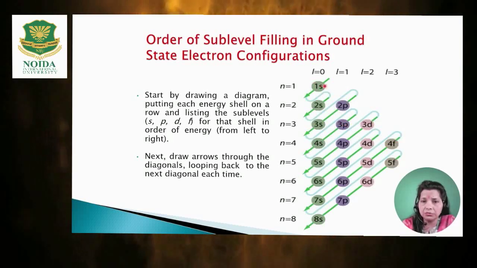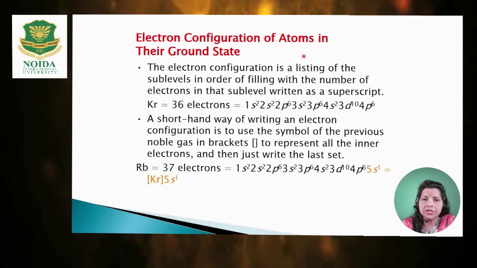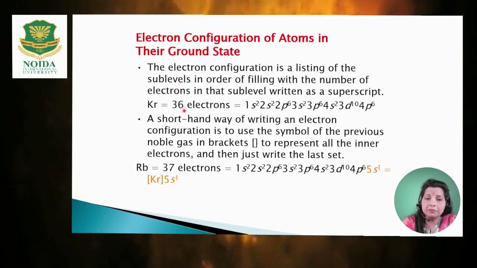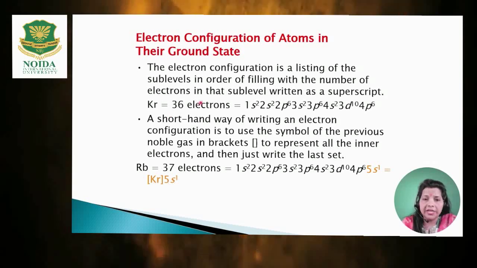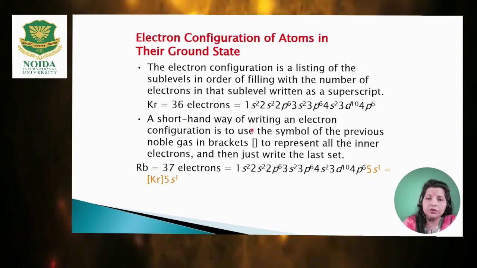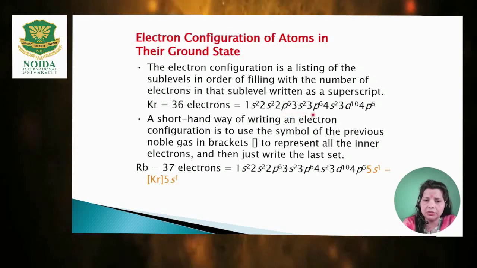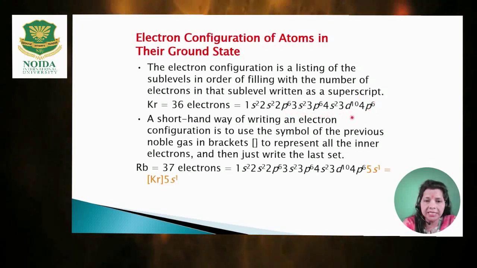So if I start the counting, it is 1s2, 2s2, then 2p6, 3s2, 3p6, 4s2, then 3d10, 4p6, 5s2, and so on, right? Now the electron configuration of atoms in their ground state depends on the atomic number of the element. Suppose you want to write the electronic configuration for atomic number 36, that is krypton. It will go like 1s2, 2s2, 2p6, 3s2, 3p6, 4s2, 3d10, and 4p6, right?